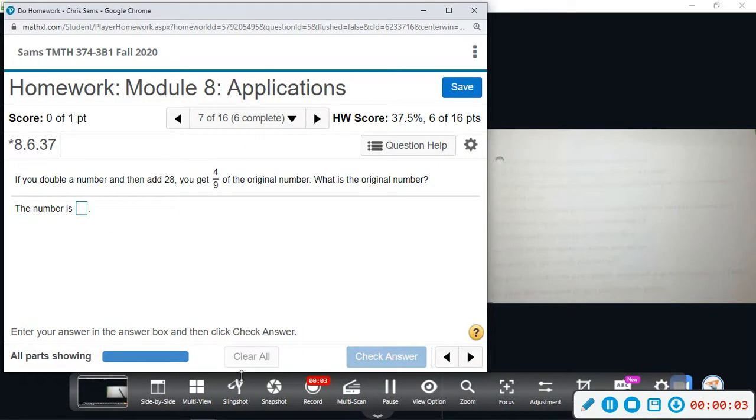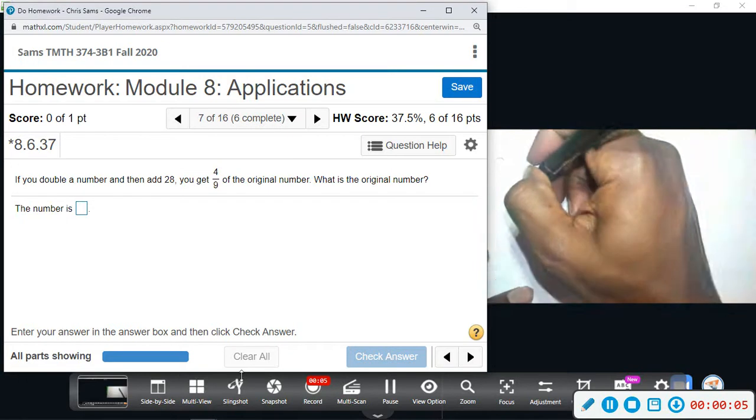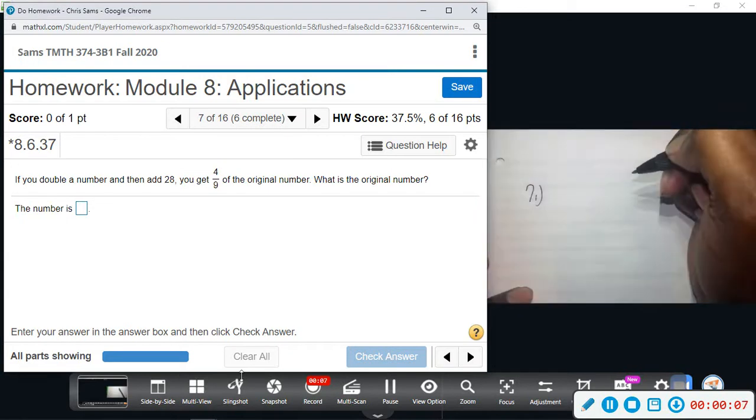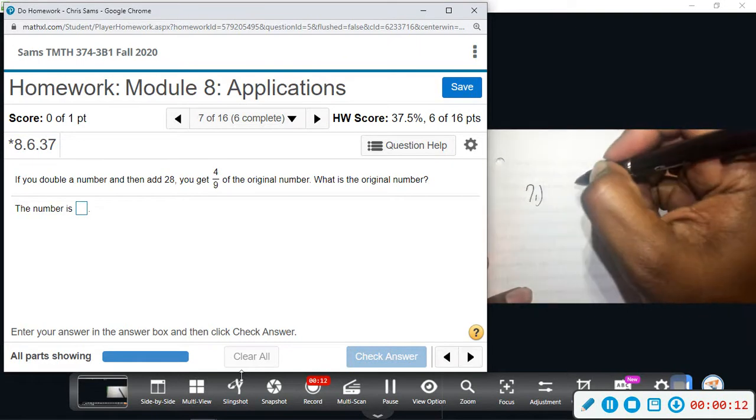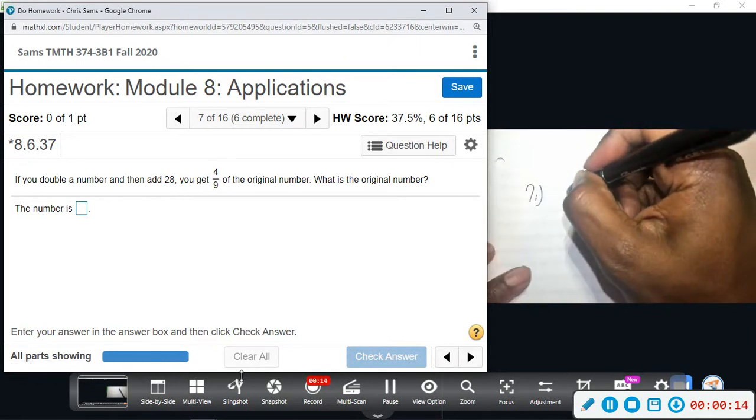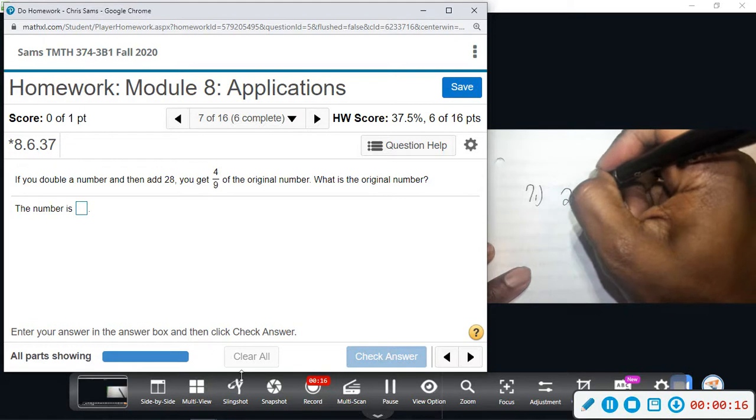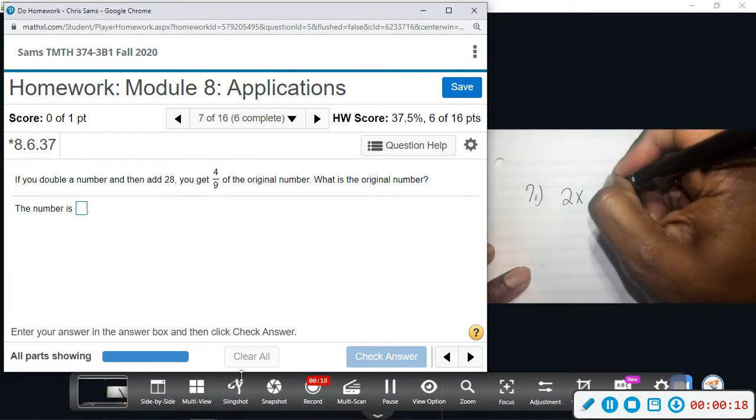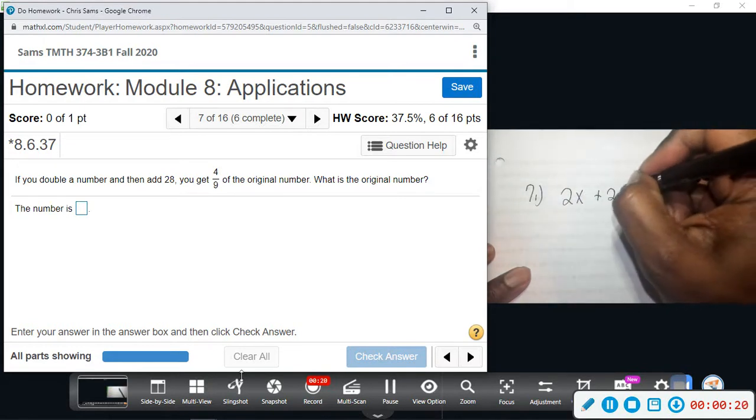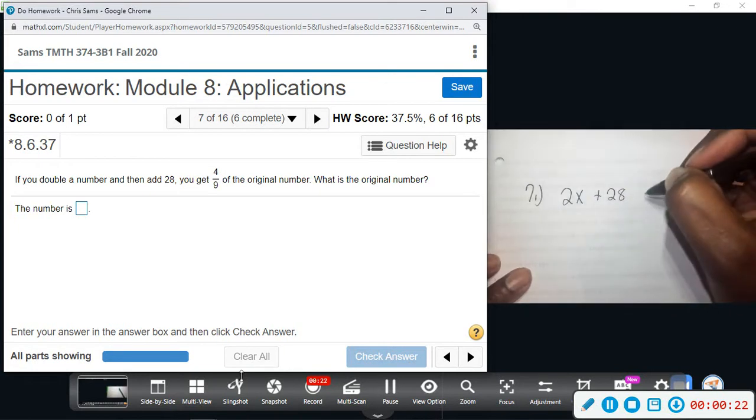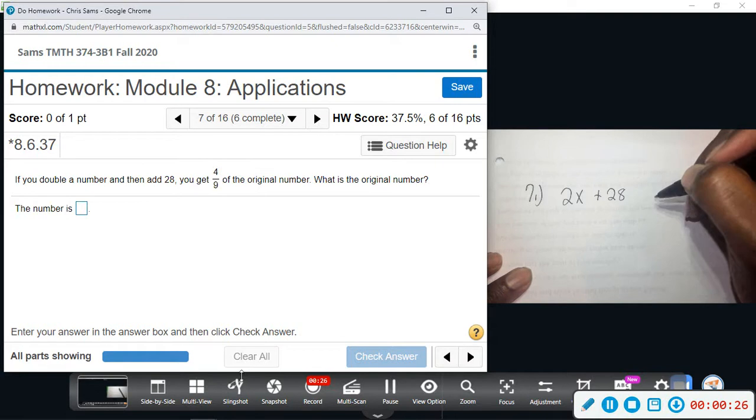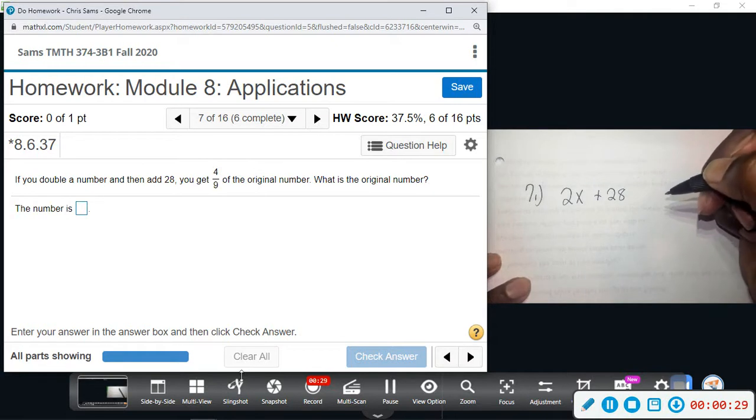Number 7 says if you double a number and then add 28, so I'm going to say x is that number, so we're going to say 2 times x plus 28. If you double a number, add 28, you get 4/9 of the original number. What is the original number?